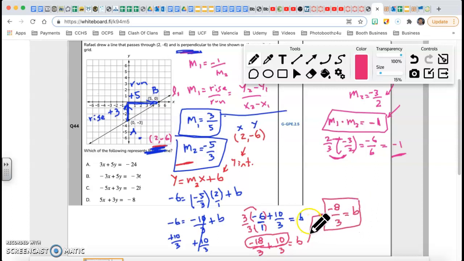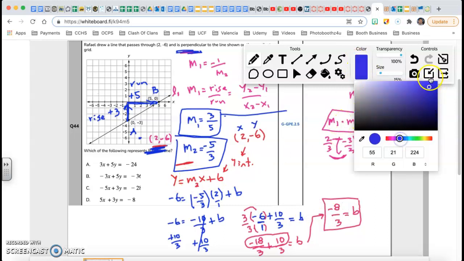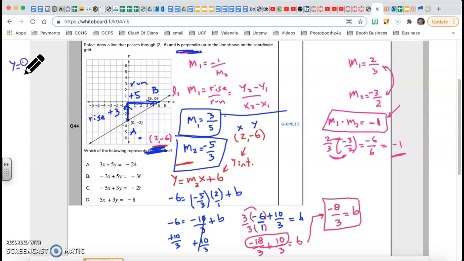Okay, excellent. Now what? I'm ready to write my equation. So let me bring it on the left side and let's write the equation. So my equation is y equals mx plus b. Remember, I'm choosing one of these answers. So now I have my slope, and I have my y-intercept. Let's plug it in. Y equals m. M is negative 5 over 3. Negative 5 over 3x, plus b, which is negative 8 over 3.